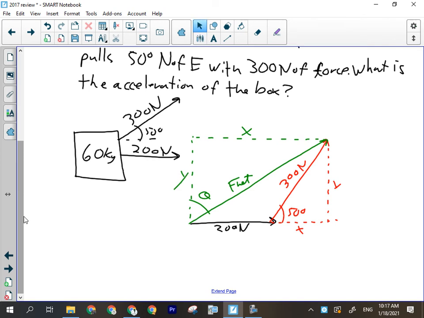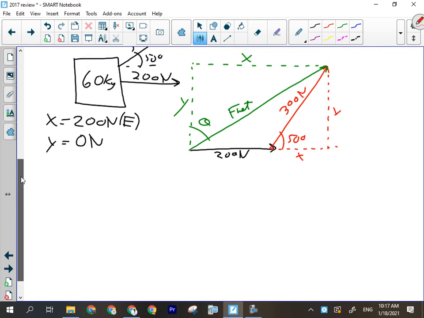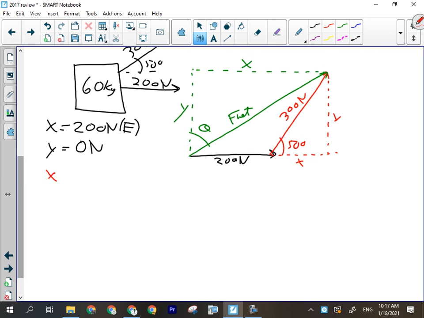All right, so to start this out then, because it's now a vector addition question essentially, the x component for my first vector is 200 newtons east. The y component for my first vector is 0 newtons. Okay, it's straight east. Doesn't have a north or south component. All right. For my second vector, okay, I have an x component that is the adjacent side, so it'll be the cos of 50 degrees times 300 newtons.